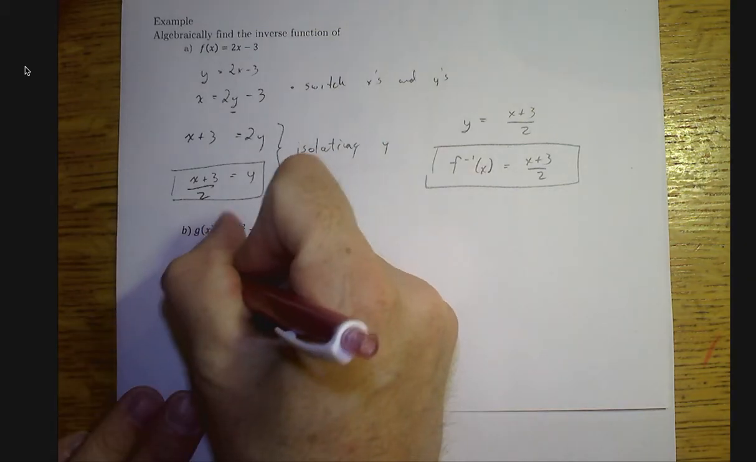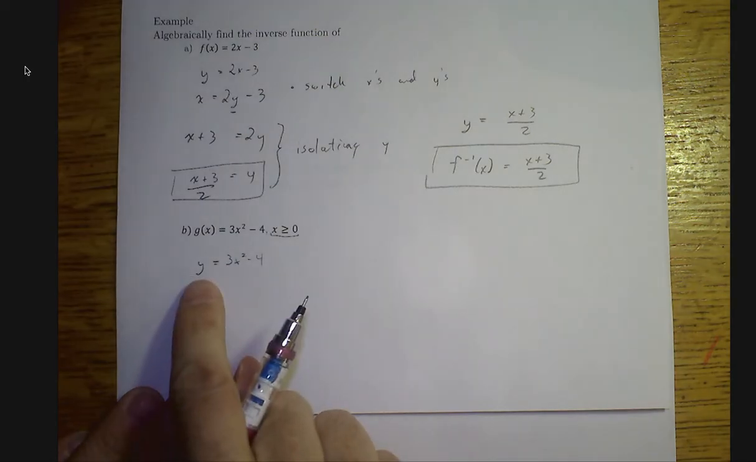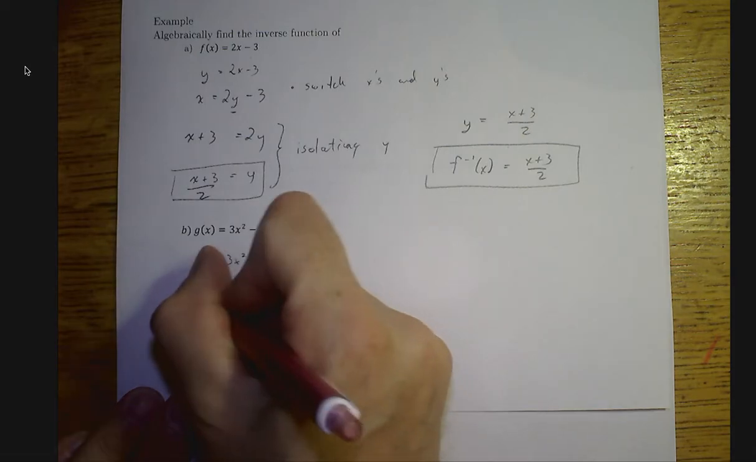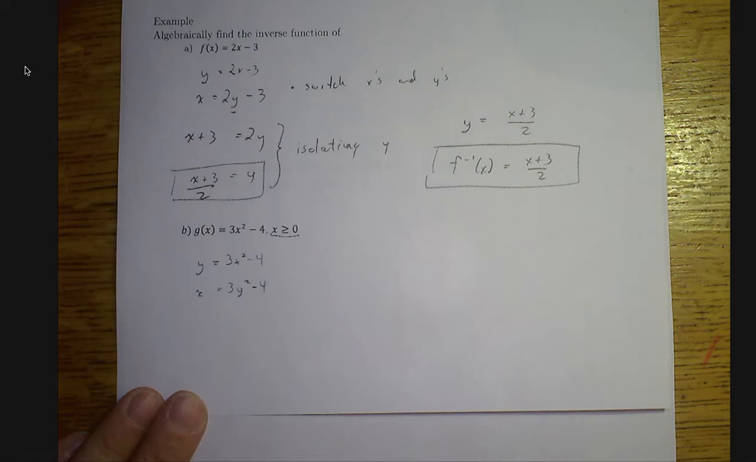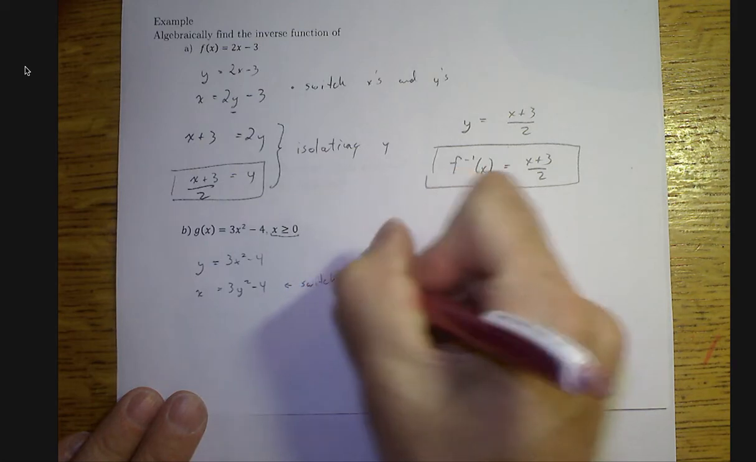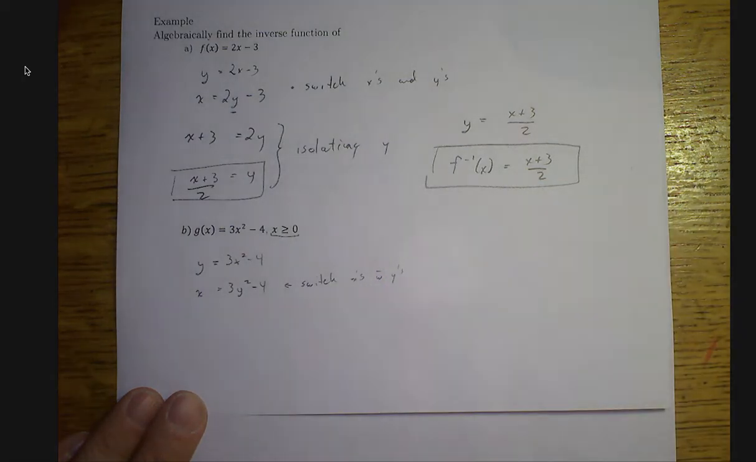So very simply, I'm going to write y is equal to 3x squared minus 4. I've just done a simple substitution where g of x is equal to y, just to make it easier on my brain to compute. Then I switch the x's and the y's. Now, it's my job here to isolate. So here, this is an important step. I switch x's with y's, y's with x's.